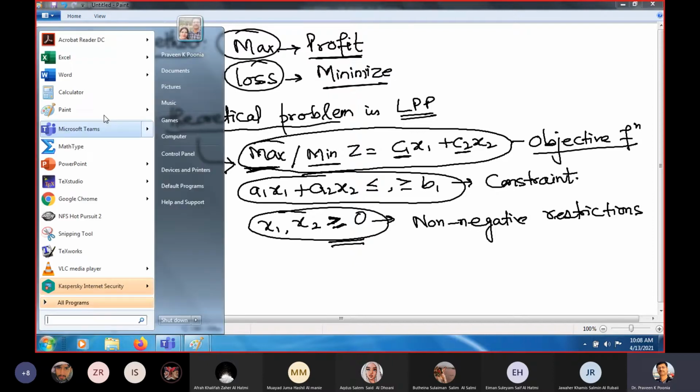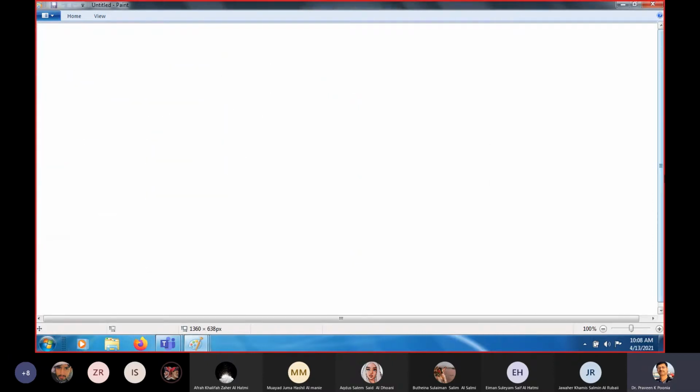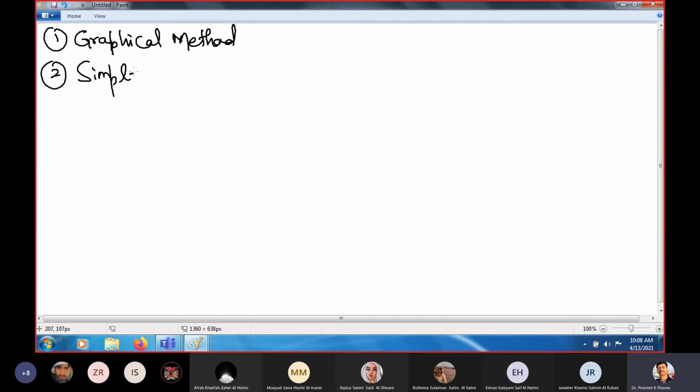Then, if you want to solve any linear programming problem, there are 2 methods. Method number 1 is the graphical method, and method number 2 is the simplex method. There are 2 methods to solve: graphical method and simplex method. Simplex method we will start in the next lecture, that means on Thursday. Clear? Now I'm talking today about the graphical method.